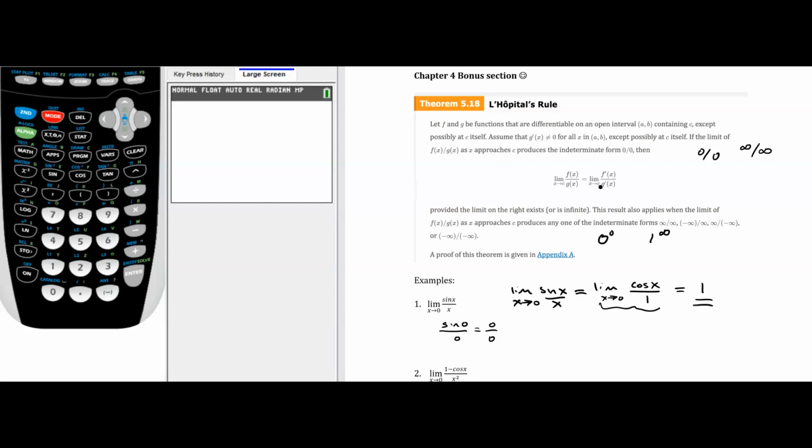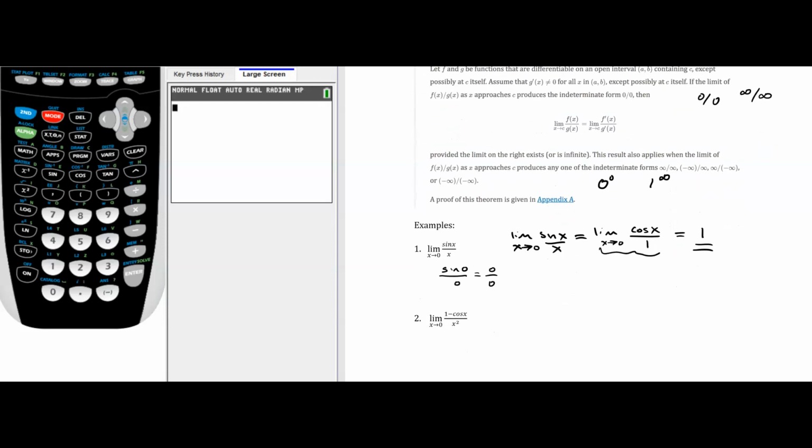So all right, let's look at example 2. We've got the limit of 1 minus cosine of x over x squared as x goes to 0. So a direct substitution would reveal 1 minus the cosine of 0. So that's going to be 1 minus 1 all over 0 squared. So you end up with 0 divided by 0. Okay.